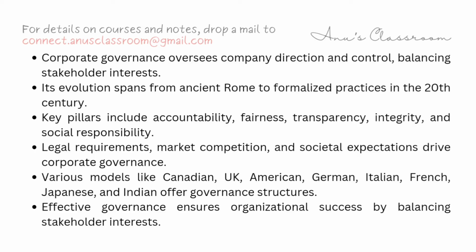So first let us look at the Canadian model. The Canadian model of corporate governance is a two-tier board structure with supervisory and management boards. Then we have the UK and American model, which is a unitary board structure with just a single board of directors. Then there is the German model, which is again a two-tier board structure with a strong emphasis on employee representation, unlike in the Canadian model. The German model emphasizes employee representation.